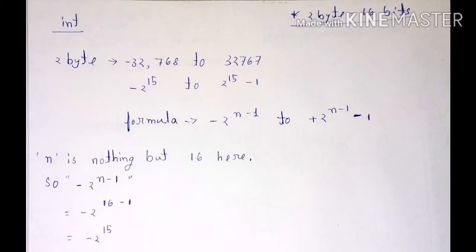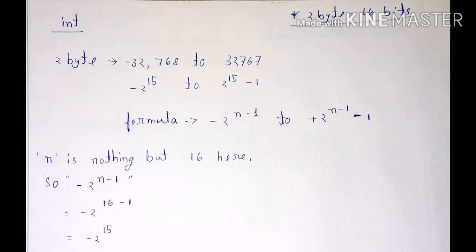2 bytes is nothing but 16 bits. The value of n is 16 here. So minus 2 power n minus 1 is minus 2 power 16 minus 1, which is minus 2 power 15.